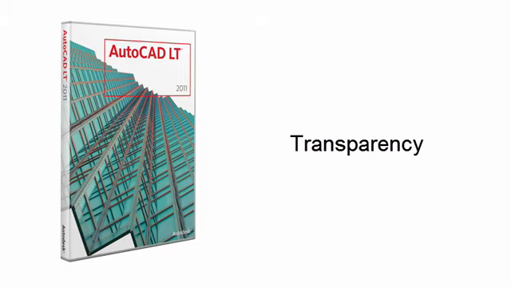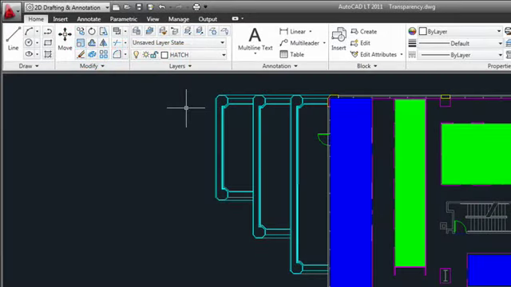AutoCAD LT now includes the ability to have transparent layers and objects. And if you're looking for line weights for objects and layers, you're in luck. Transparency works exactly the same way. One of those ways is to set transparency by layer.